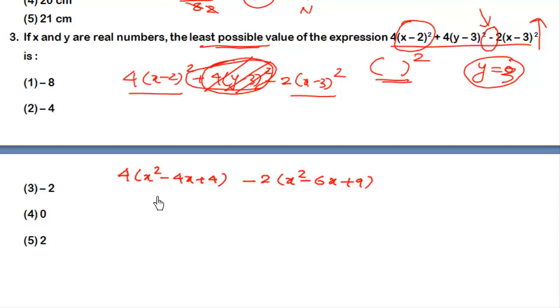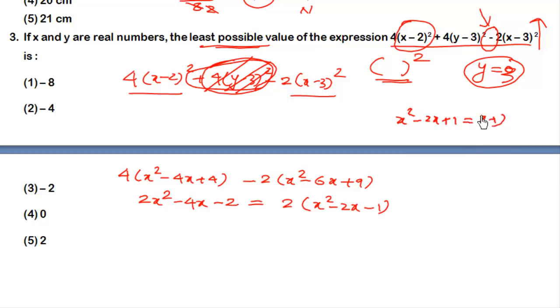Now on further simplification we can say that 4x square minus 2x square will give me 2 times x square. Now this is minus 16x, and here it will be plus 12x, so it will be minus 4x, and this is 16 minus 18, so it will be minus 2. Now this again can be written as 2 times x square minus 2x minus 1. Now we know that x square minus 2x plus 1 is x minus 1 whole square.